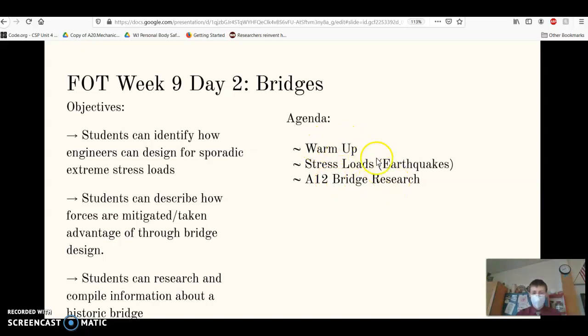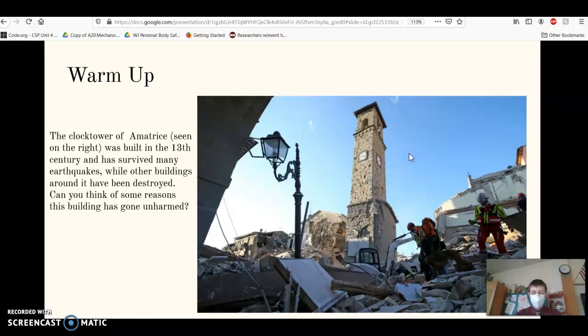So today we're talking a little bit about earthquakes, which are an interesting example of a very extreme stress load you might want to account for in your building, especially if you're building somewhere like California. So for our warm-up, we started looking at this very interesting case. This is a tower that has been built in the 13th century and survived several earthquakes. And the question is why?